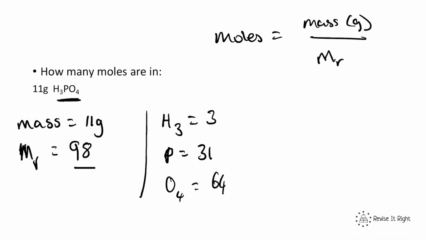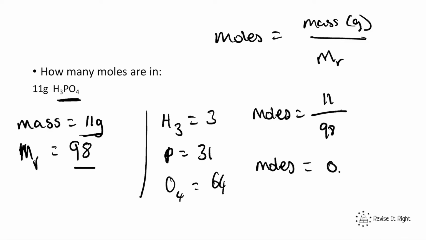And then once we've done that, we can put it into our equation. So moles equals 11, which is the mass, over 98, which is the MR. We put that into our calculator, 11 divided by 98, and you get moles is equal to 0.11. And that there would be your answer.